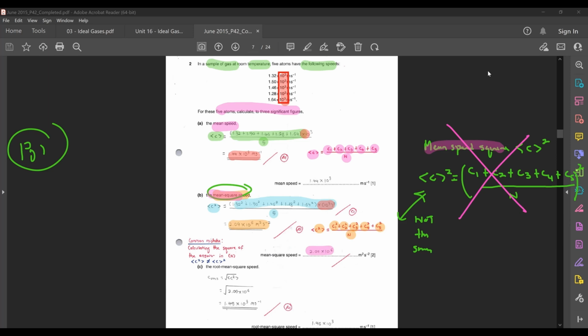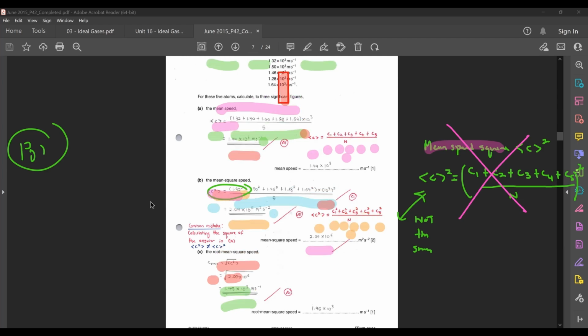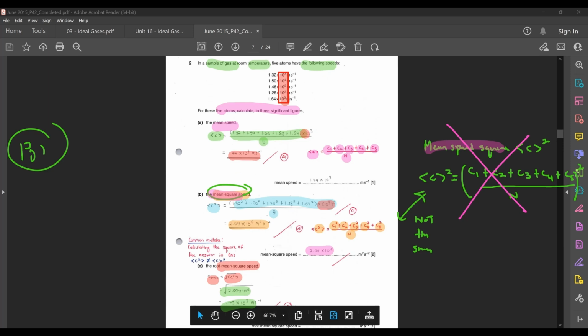And then the next one will be finding out your root mean square speed. So root mean square speed is just the square root of your mean square speed. So the square root of that value, you will get the answer is 1.45 times 10 power 3 meter per second. Okay, so this one is pretty straightforward. Okay, then if you're okay with that, then we move on to something a bit more challenging.